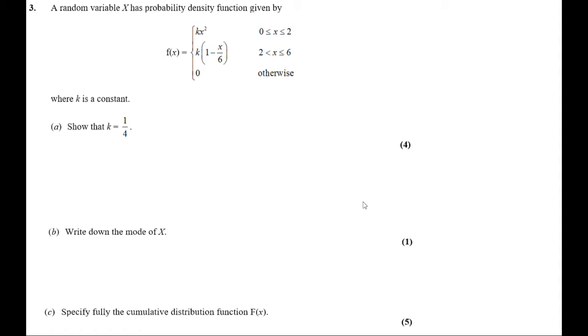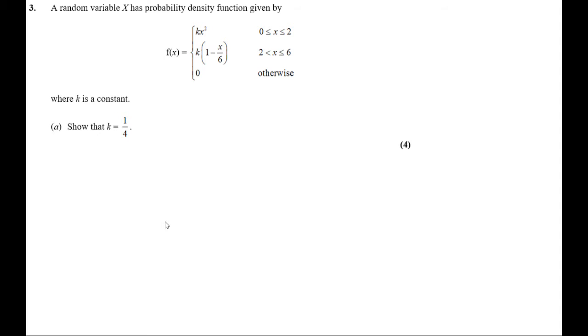And moving on to question 3. A random variable x has probability density function given as shown on the screen. K is a constant. Show that k equals 1/4. Show that questions always give us an opportunity to be sure we've achieved our marks.